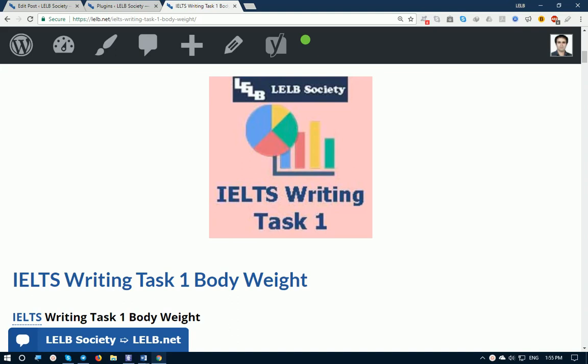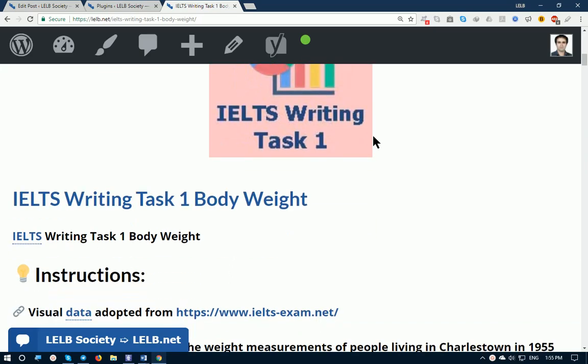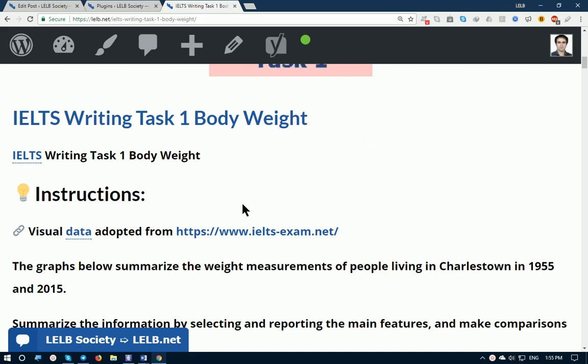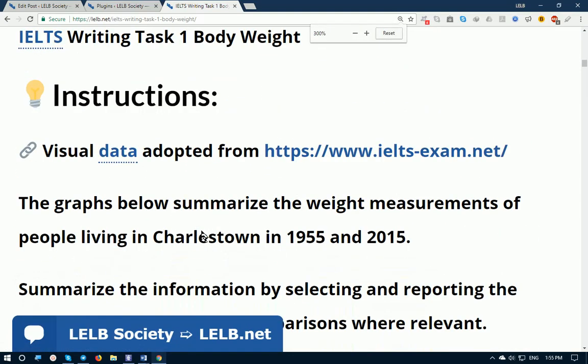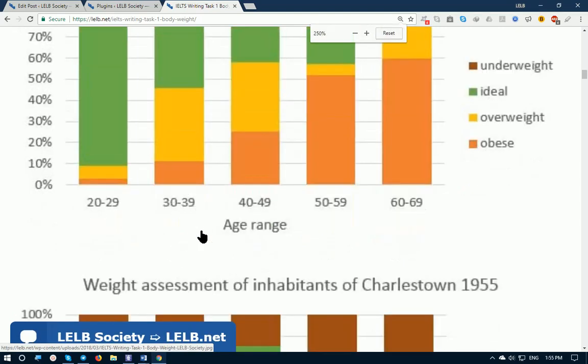I'm Dr. Hariri, and in this session I'm going to make an assessment on one of the essays written by one of the LELB Society's students. This essay is a sample of IELTS writing task 1, a graph analysis, and the title is body weight. So let me just read out the title and the question and the instructions. This is the graph that should be analyzed.